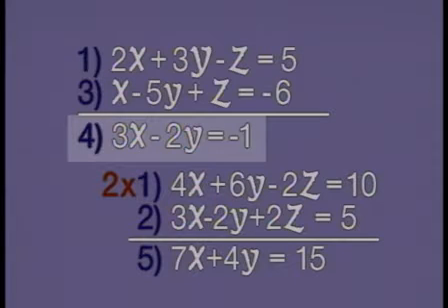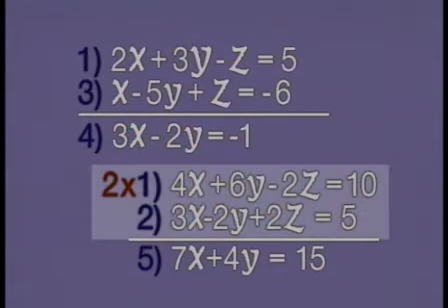We need to pair up another two equations. You'll notice at the bottom half of your visual on the screen, I've chosen to take equation number 1 and multiply it by 2. Why did I multiply it by 2? Because then the negative z becomes a negative 2z. I'm going to add that to equation number 2, which has a positive 2z.